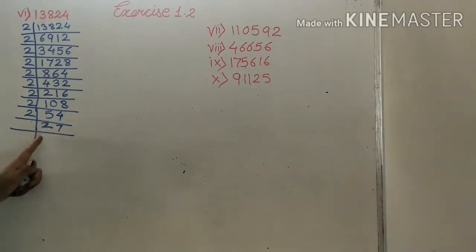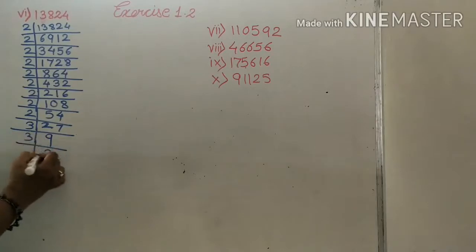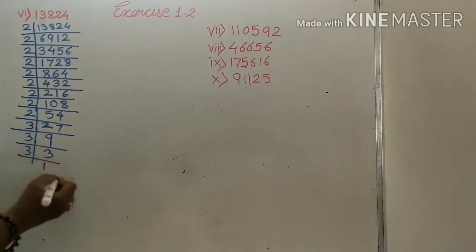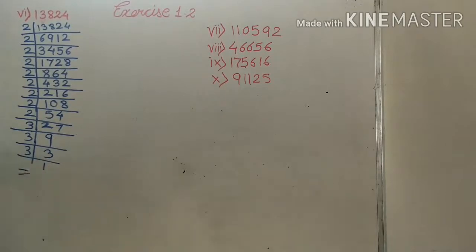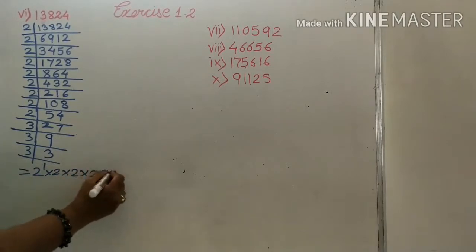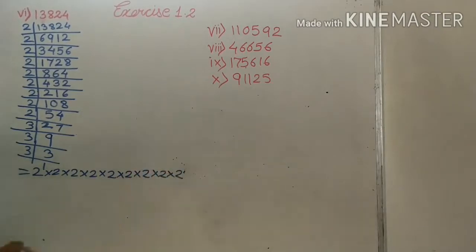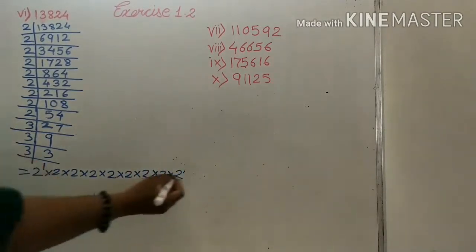So next, we'll check the divisibility condition for 3. 2 plus 7 is 9, which means 27 is divisible by 3. So we'll take 3 here. 3 9s are 27. 3 3s are 9. 3 1s are 3. So the factors are, how many times does this 2 appear? 1 2 3 4 5 6 7 8 9, so 9 times, and 3 comes 3 times.